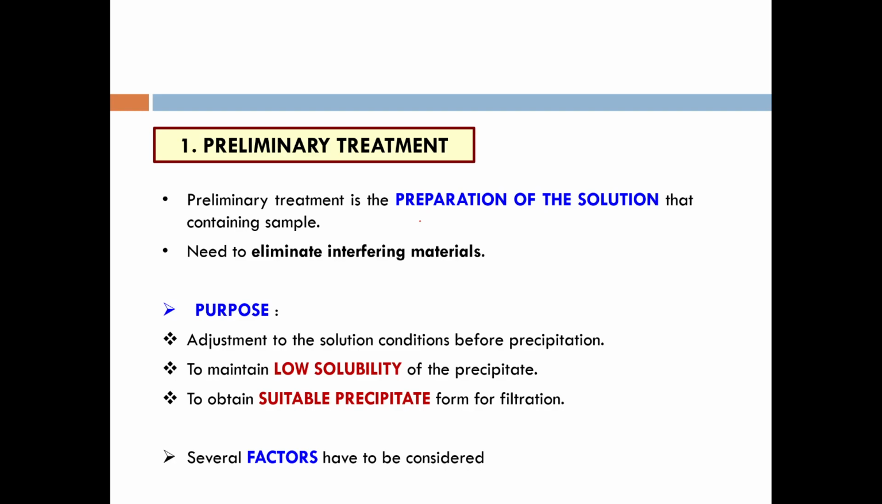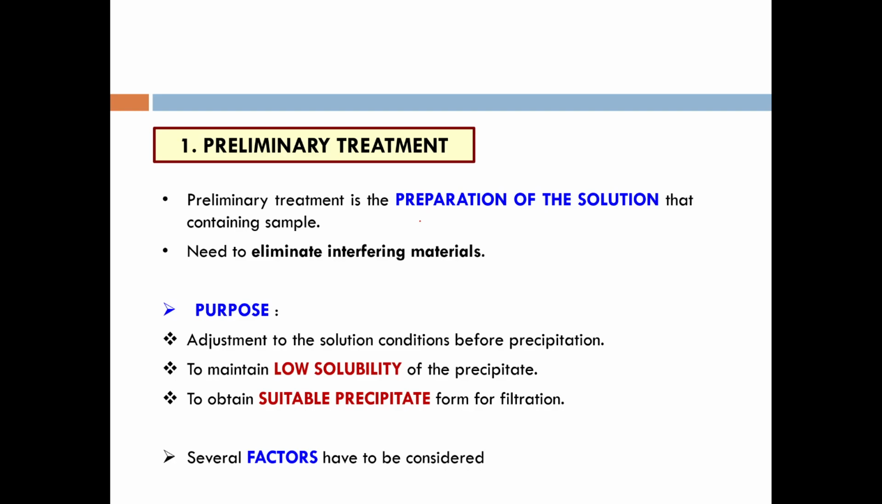So what is the purpose of preliminary treatment? We need to make adjustments to the solution condition before precipitation, to maintain the low solubility of the precipitate. Why do we need low solubility of the precipitate? Because sometimes the precipitate produced in the analysis can dissolve back into the solution. So we need to maintain the precipitate solubility as low as possible. Another purpose is to obtain an acceptable precipitate form for filtration.